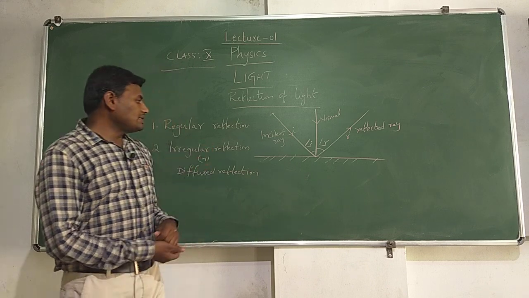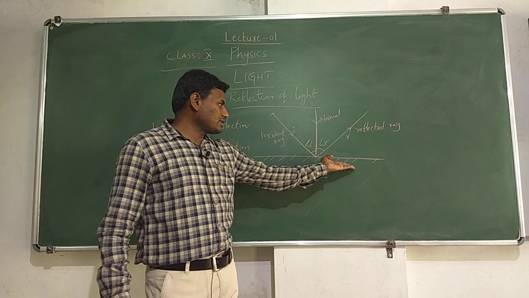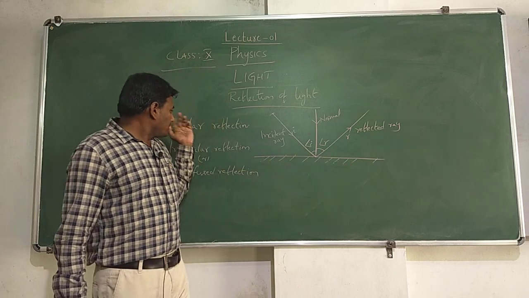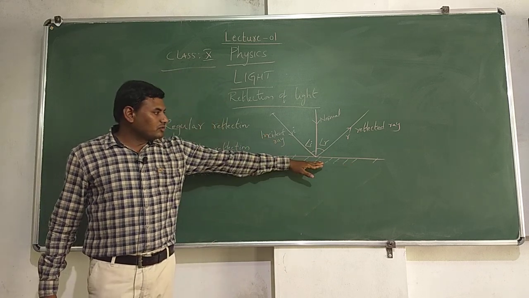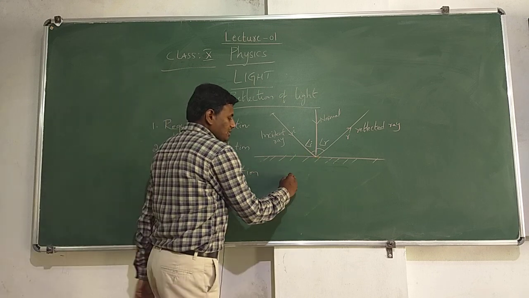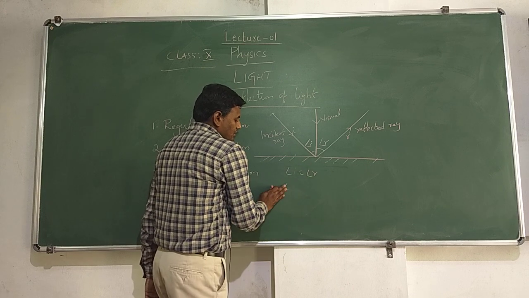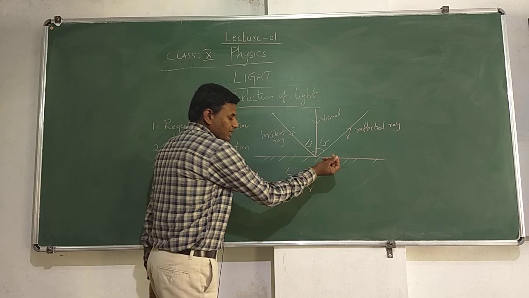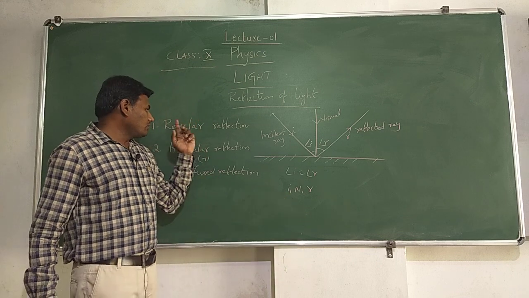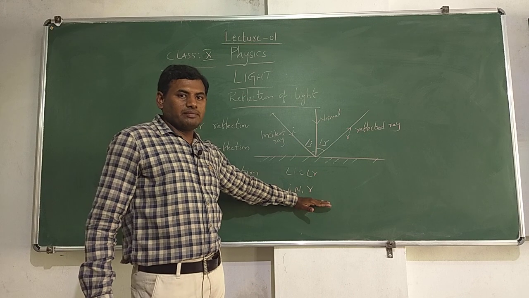So, when light is incident on a regular smooth surface, for example, consider this as a regular smooth surface, then the reflection that it undergoes is called regular reflection. In regular reflection, both laws apply: the angle of incidence will be equal to the angle of reflection, and the incident ray, normal, and reflected ray lie in the same plane. So, in regular reflection, the laws of reflection will be applicable all the time.